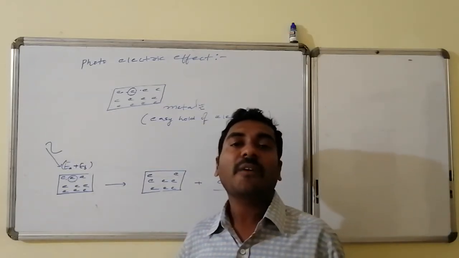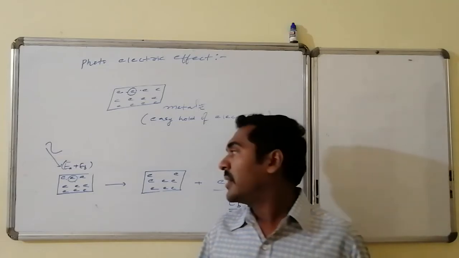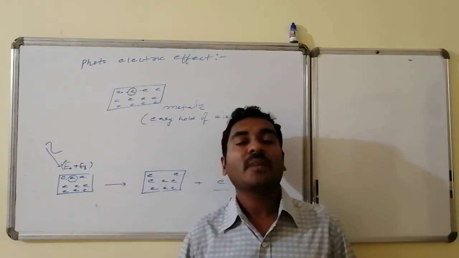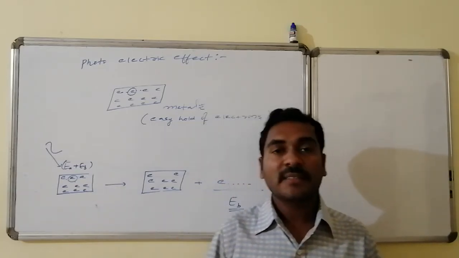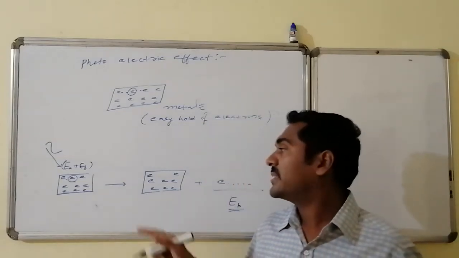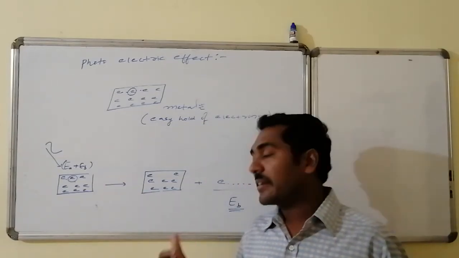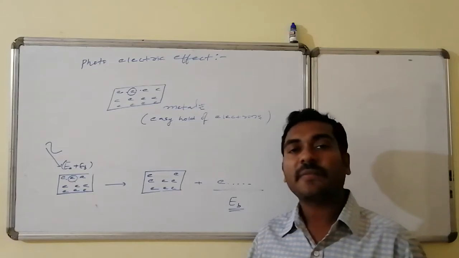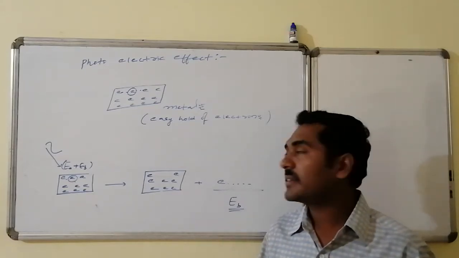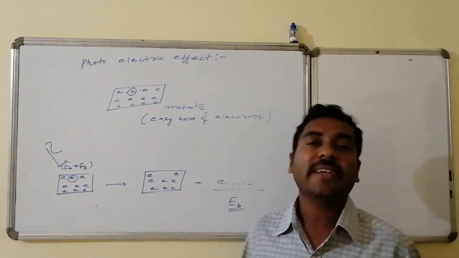Here also the law of conservation of energy is valid. Out of the total energy of sufficiently excess, some amount of energy is utilized to make the electron free, and the remaining amount of energy is present in the form of kinetic energy of the electron. This is said to be the photoelectric effect.